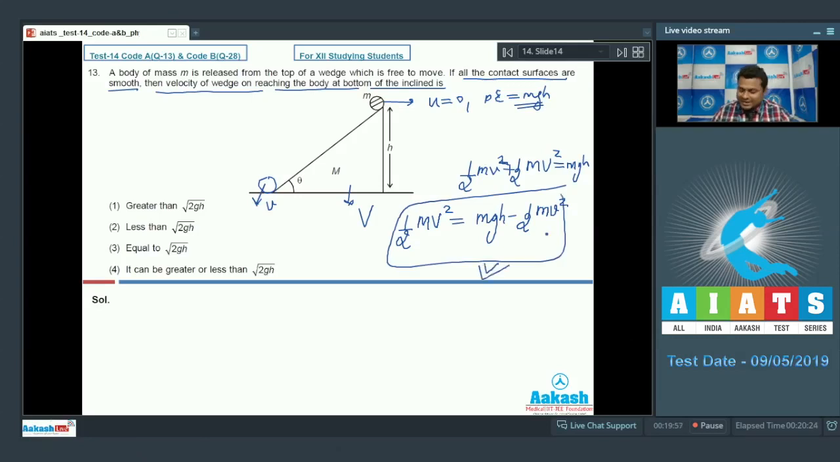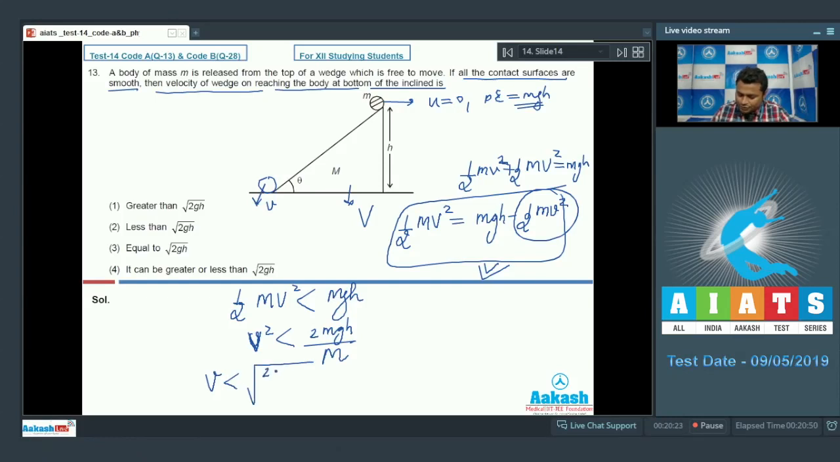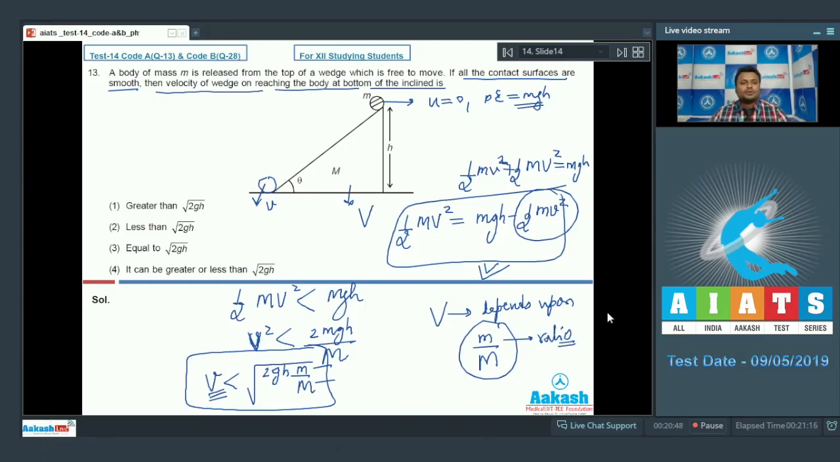Looking at this equation, what can we say? We definitely can say that half capital MV square is less than mgh, as there is a subtracting factor. Therefore we can write capital V square will be less than 2 mgh divided by capital M. Therefore V will be less than under root of 2 gh multiplied by small m upon capital M. Now we have to talk about the velocity of the wedge. Here capital V is the velocity of the wedge, which depends upon the small m upon capital M ratio. So sometimes it can be greater, sometimes it can be less, and therefore we can go with option number 4, which is absolutely correct.